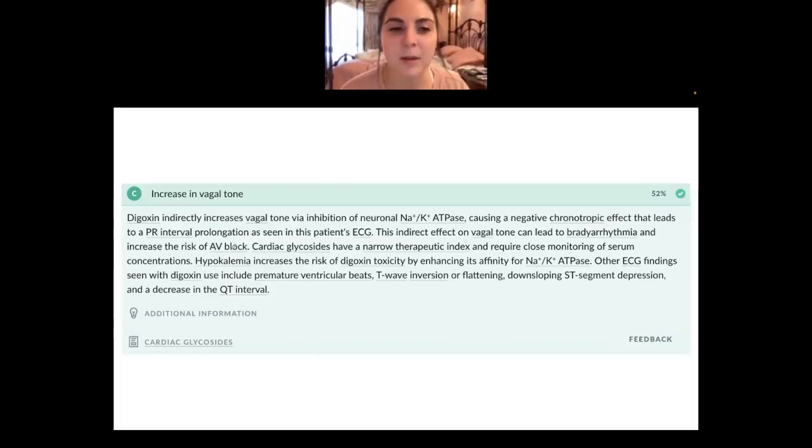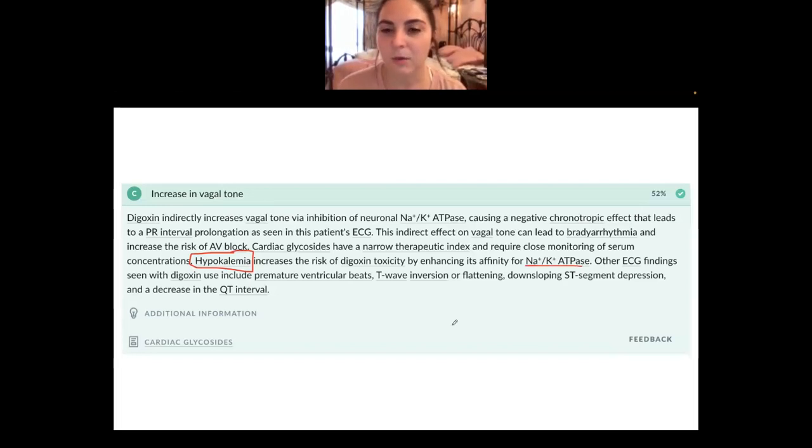The other thing I will say about digoxin that they really like you to know is hypokalemia is a huge side effect. They like to ask which of the following is an observed side effect of digoxin, because this is literally a physiology question. It's blocking the Na-K pump.